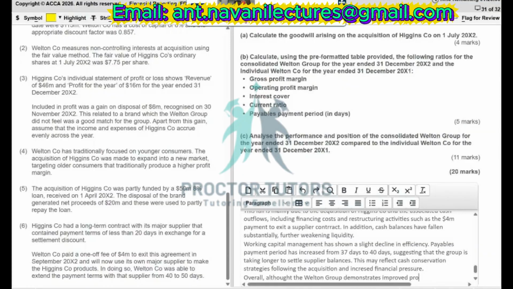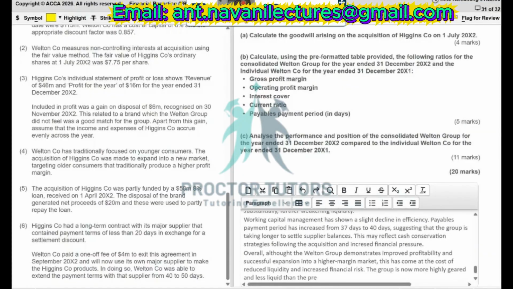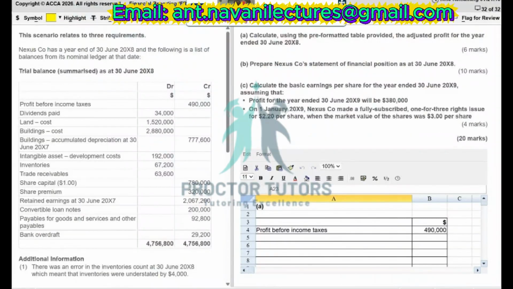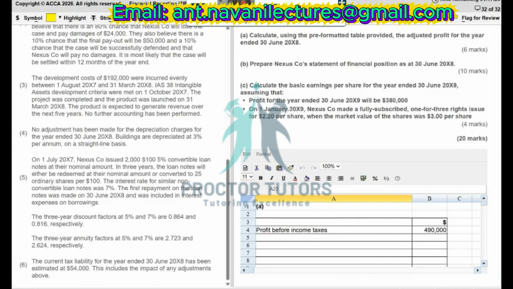The other major Section C question is usually a financial statements question with several adjustments. You'll see things like leases, provisions, loan notes, development costs, and investment properties. My advice here is simple. Stay organized. Don't jump around the question. Work through one adjustment at a time and show your workings clearly. Even if your final answer isn't perfect, you can still pick up method marks.